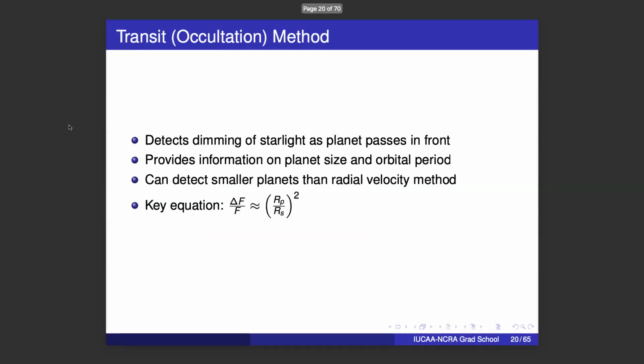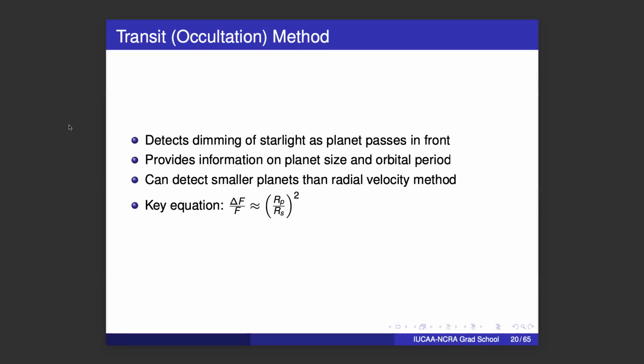The other technique, on the other hand, the transit occultation method, is completely different. It detects dimming of starlight as the planet passes in front. It provides information on planet size and orbital period. It can detect smaller planets than the radial velocity method. With this technique, you can not only measure the mass of the planet, but you can measure the radius of the planet, which is really interesting.